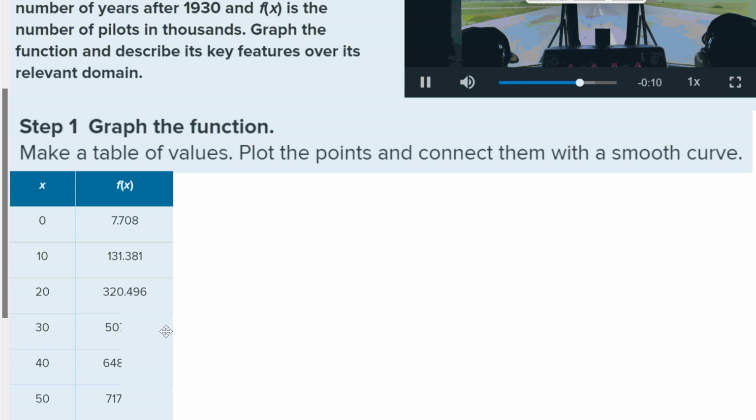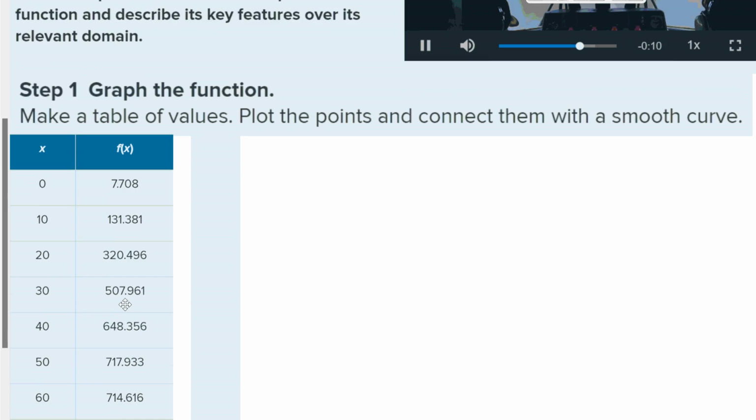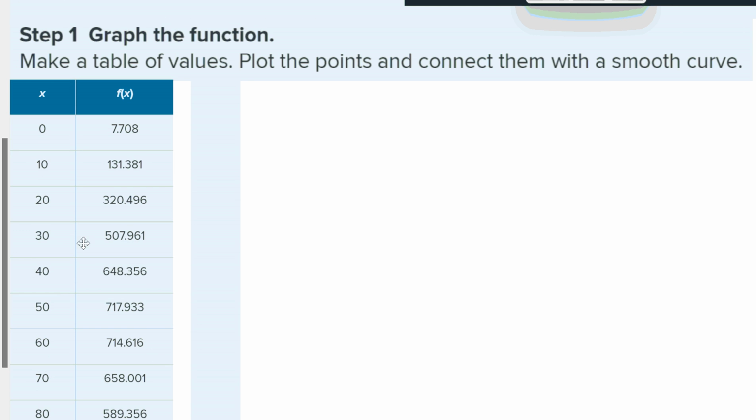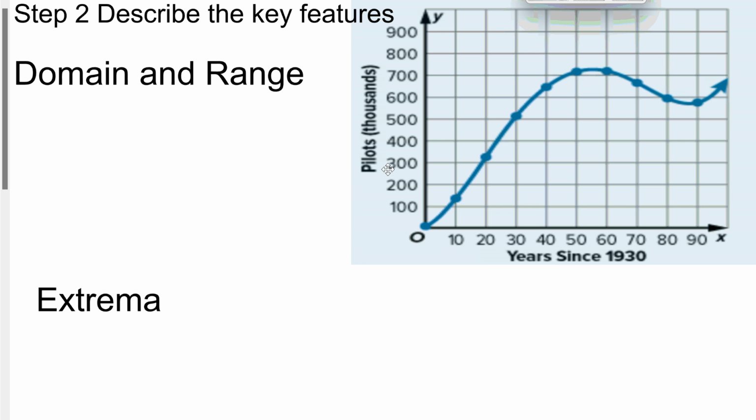131,000 pilots, and then plug in 20. So 1950, I get 320 pilots. As I plug those numbers into this equation, I get these answers out for each year. After 90 years, that'd be 2020, which is 571,000 pilots. What we want to do is make the table, then plot those and put them on a curve and see what that looks like. Here's what it looks like if I plot those.